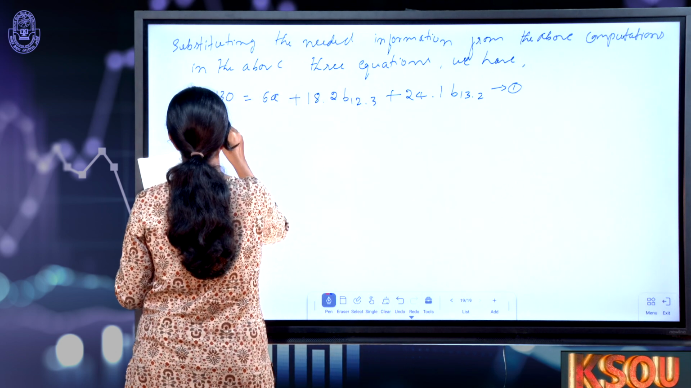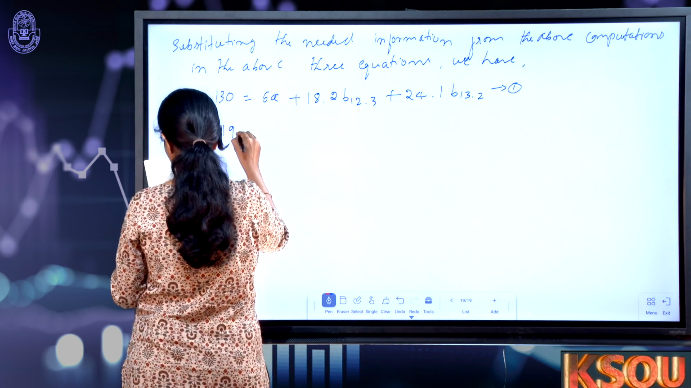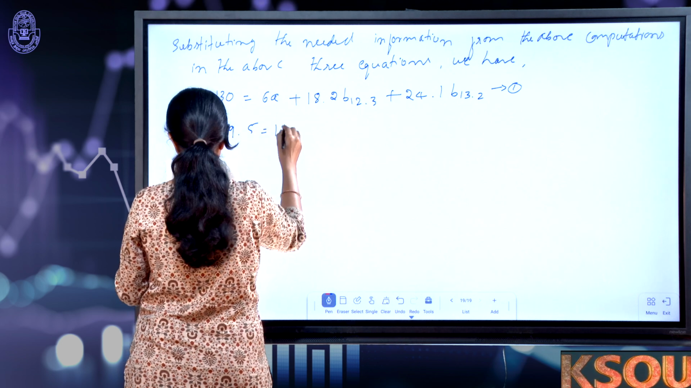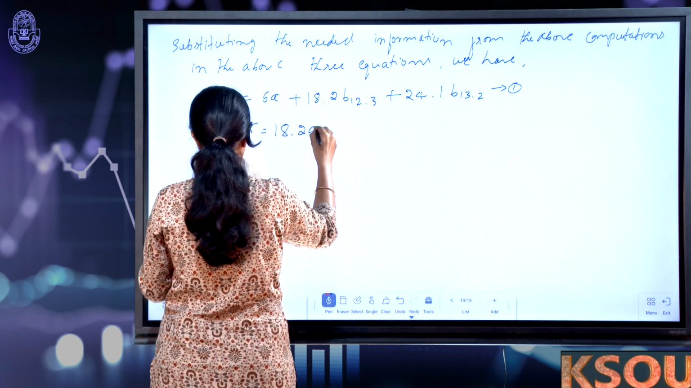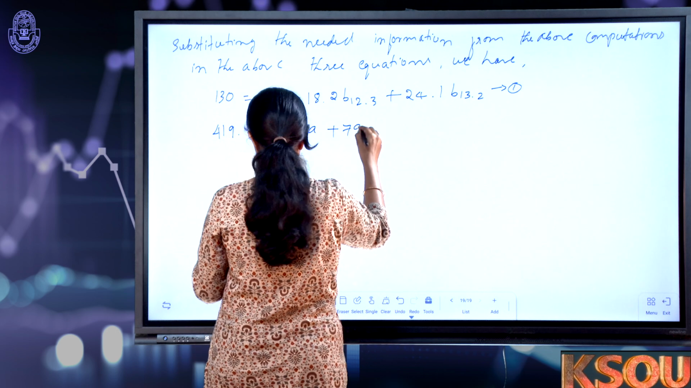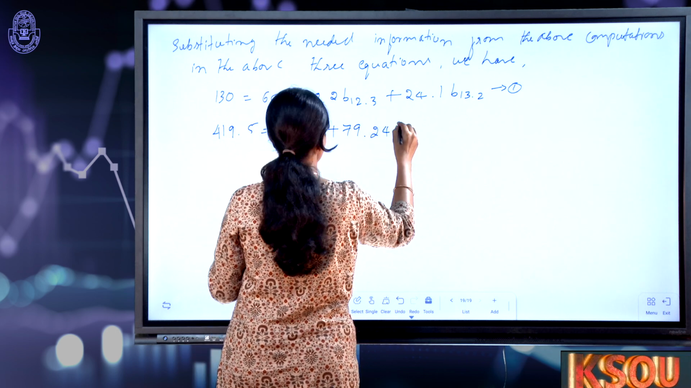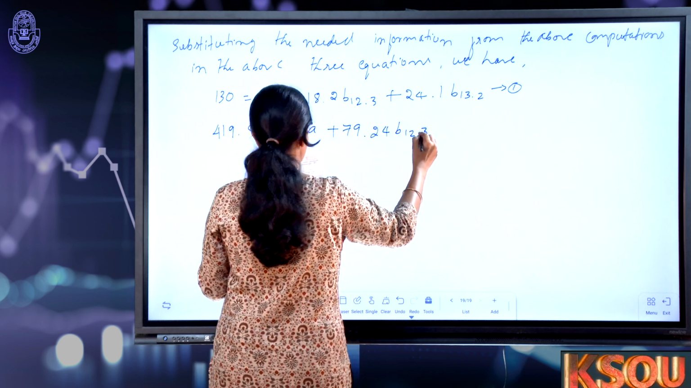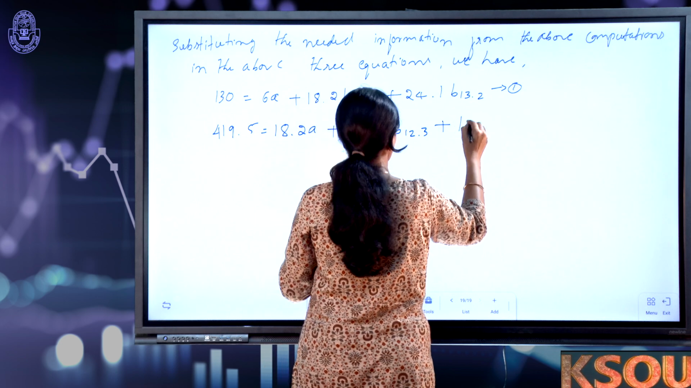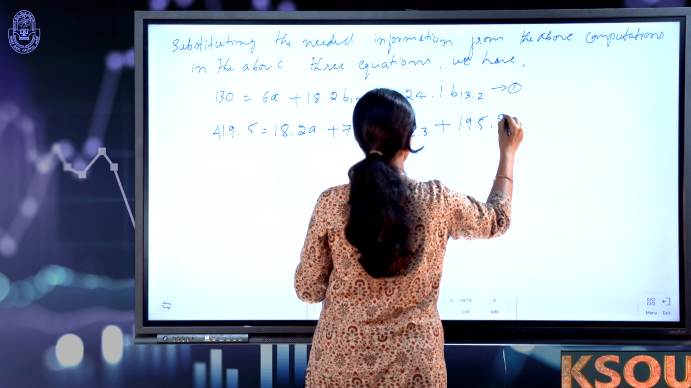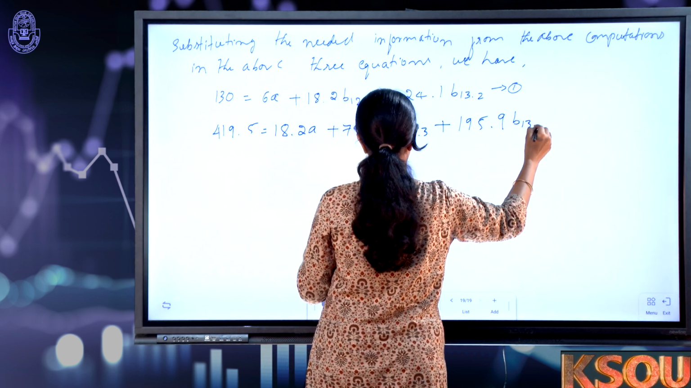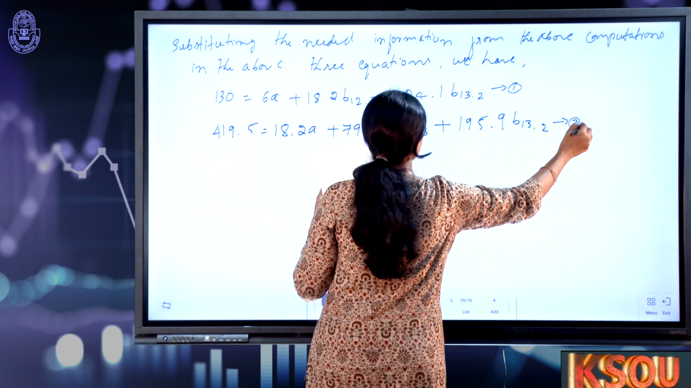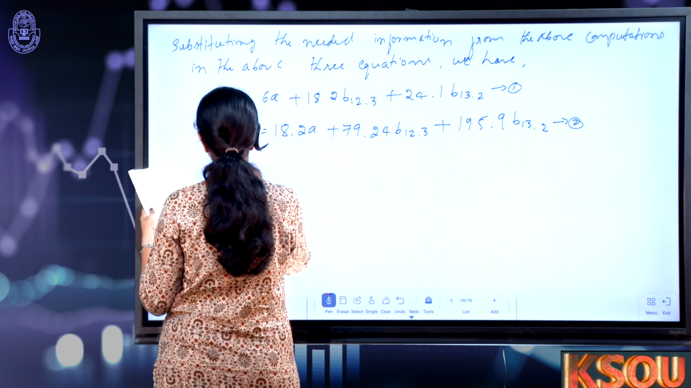Then the second equation is 419.5 is equal to 18.2a plus 79.24 b12.3 plus 195.9 b13.2. Call it as equation 2.